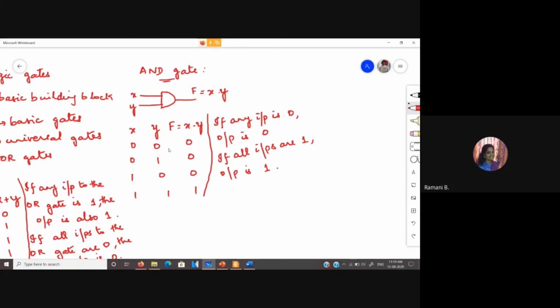And the IC used for this is IC 7408. This is again similar to the IC 7432. 4 numbers of 2-input AND gates. Okay, so this is about the AND gate.